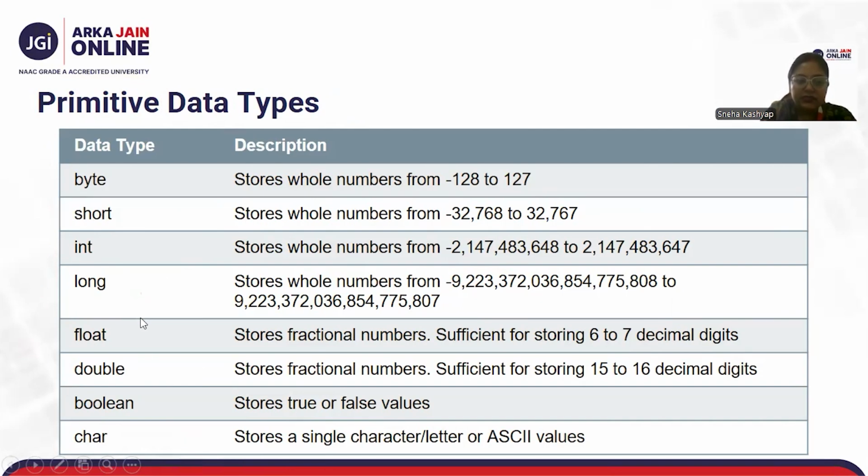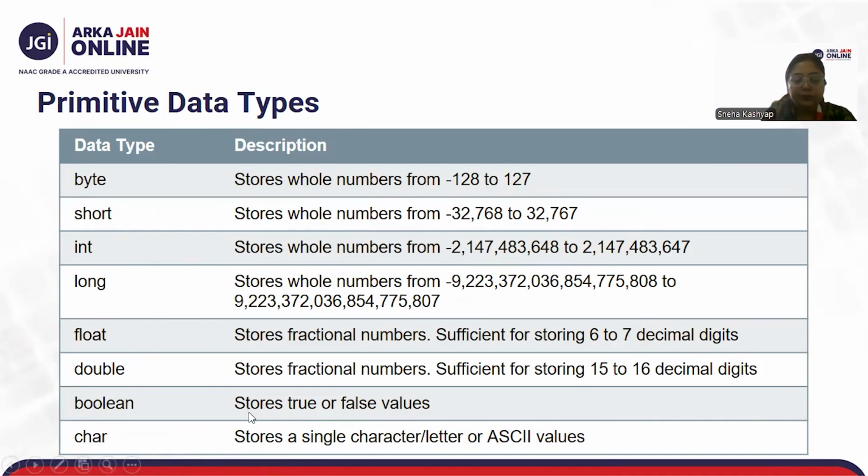Next we have the float data type. Float and double store fractional data. The float data type stores decimals up to 6 to 7 places. But double stores from 15 to 16 decimal places. So this is all about float and double.